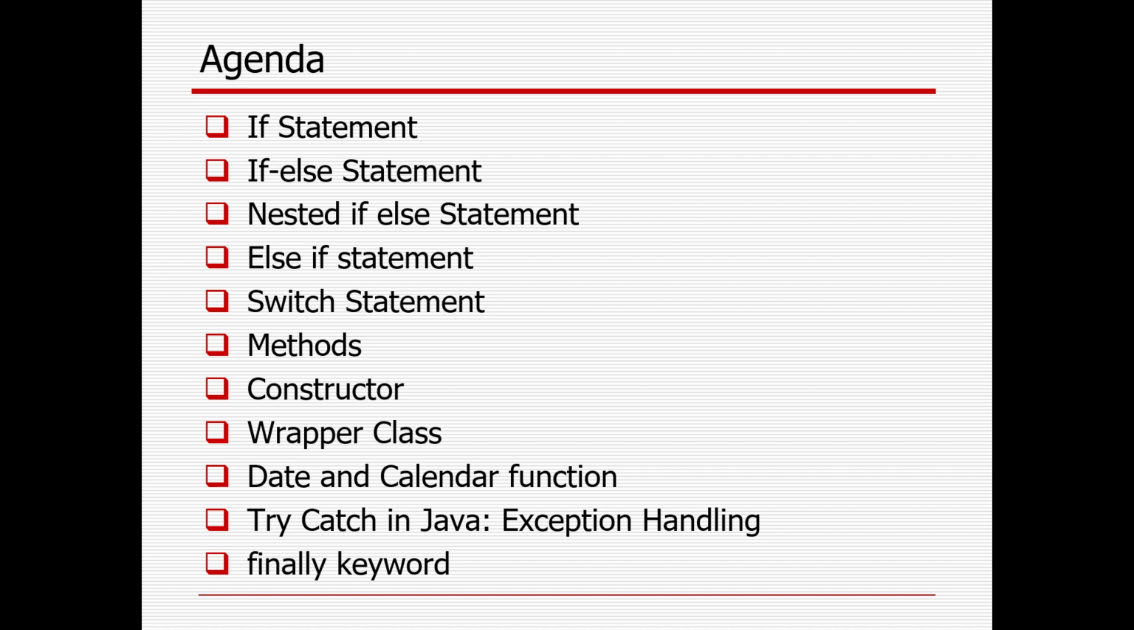Today's session you will learn the conditional statement. There are 5 statements that come under the conditional statement: if, if else, nested if else, if else if ladder, and the switch statement. Then we will talk about the method and constructor, and I will discuss the importance of the wrapper class, date and calendar function. Then in the last two topics we will see what exceptions might come in your code, and how with the help of the Java try, catch and finally block we can handle those exceptions.